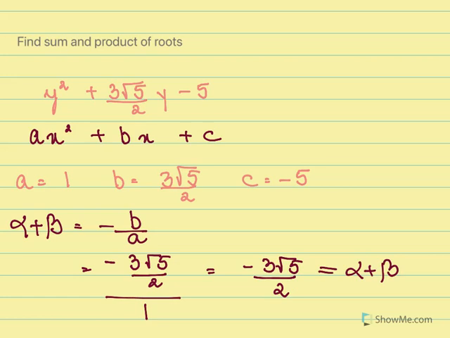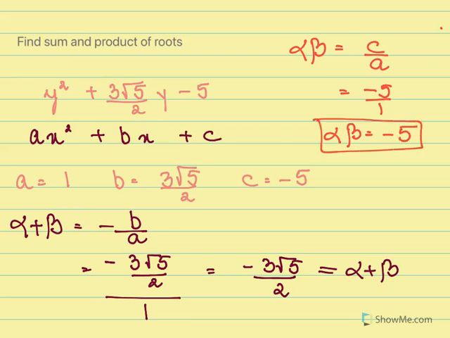Now to find the product of roots, alpha into beta is c by a. C is minus 5 and a is 1. So we have minus 5 by 1. So alpha beta equal to minus 5. So this is the product of roots. This is the sum of the roots of that quadratic.